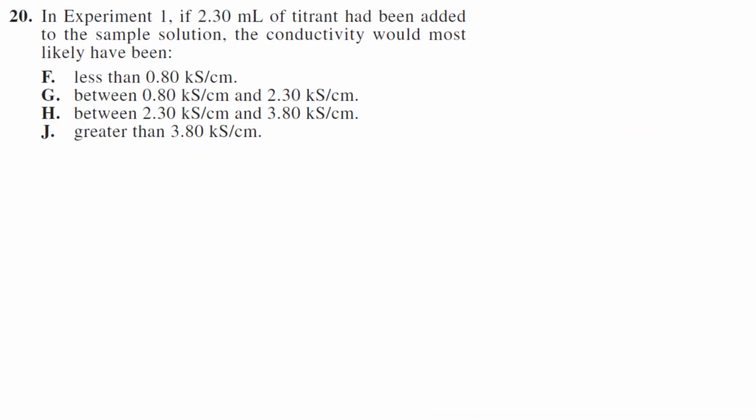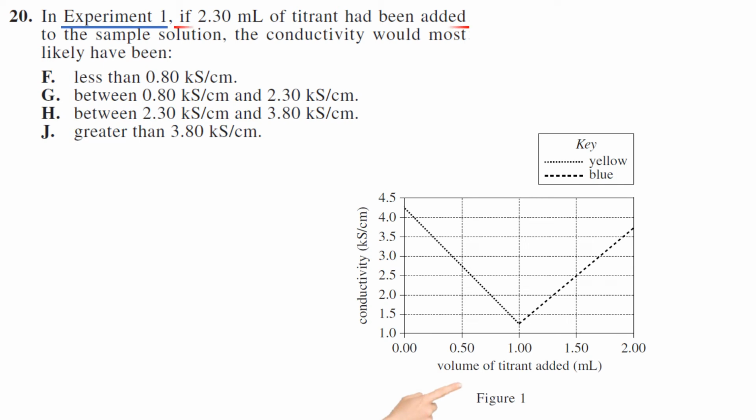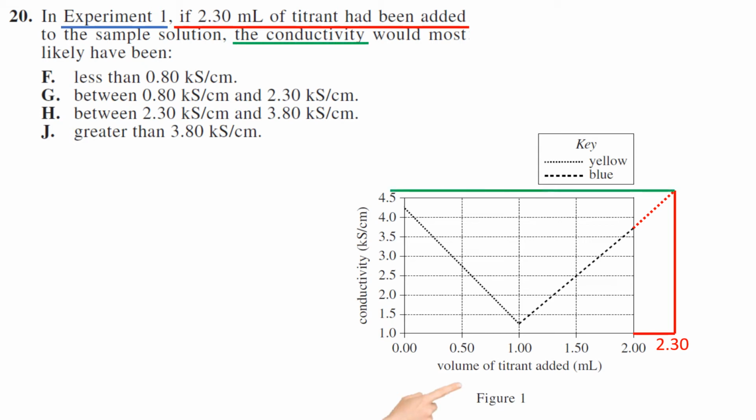This is an if, suppose, why question in experiment 1, finger on experiment 1. If 2.3 milliliters of the titrant had been added, so 2.3 is going to be over here, I'm going to kind of continue that line. The sample solution's conductivity would most likely have been, so it's going to be up above 4.5 somewhere, so greater than 3.8, so J.